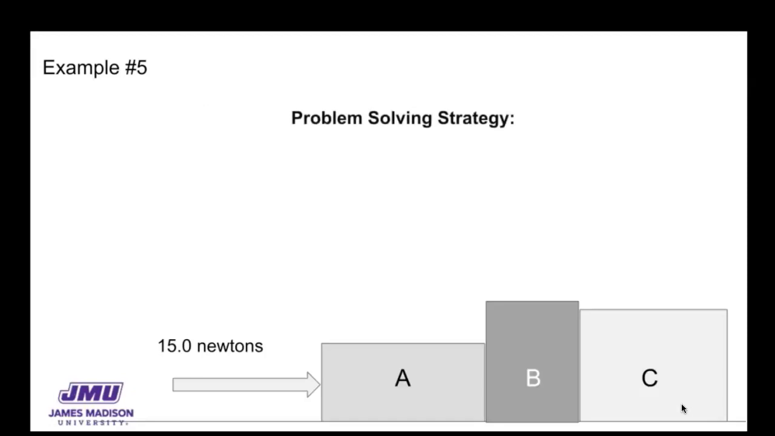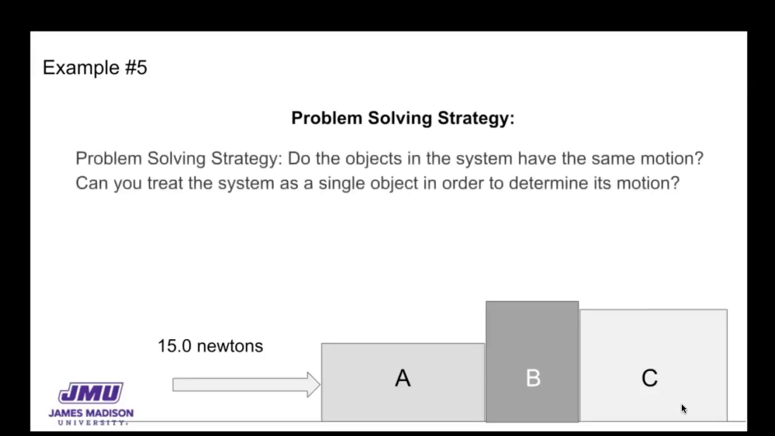A useful problem-solving strategy when you have two objects that are either in contact with each other or are tied to each other through some sort of rope or string: do the objects have the exact same motion? If the multiple objects in this system will all have the same acceleration, then you might be able to, at least for part of the problem, treat them as a single object. Much like if you were to calculate the motion of a person who is jumping off of a diving board into the water. You don't need to calculate the acceleration of their foot separate from their torso, separate from their head. They're all one object accelerating at the same time.